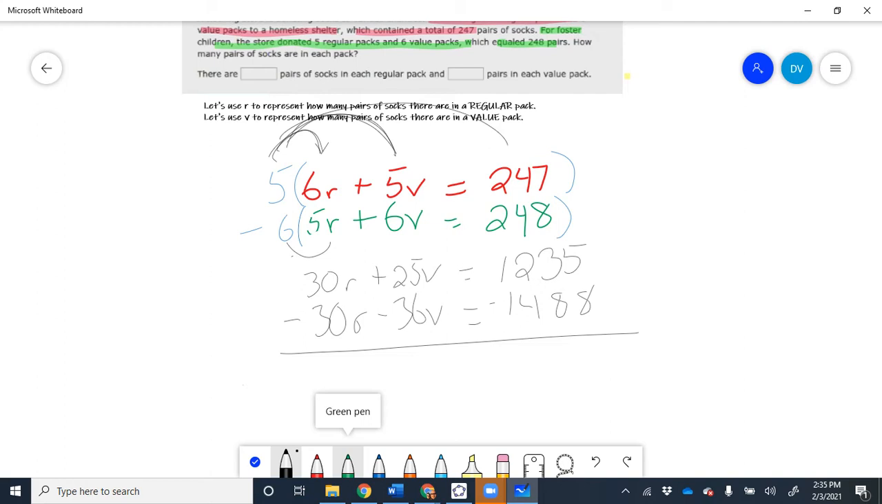Okay? And now we're going to do some arithmetic. We're just going to add some numbers. I want you to add, remember this is a negative here. What's positive 1235 minus 1488? I can't do that in my head, so 1235 minus 1488. I get negative 253. Okay?